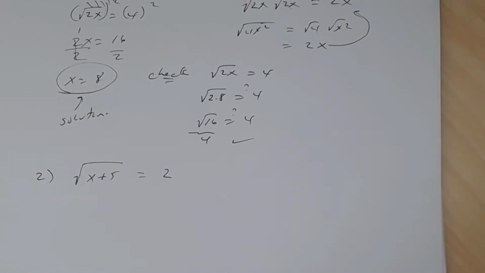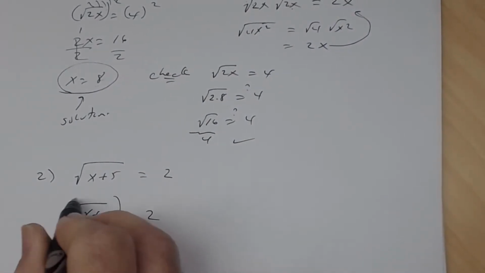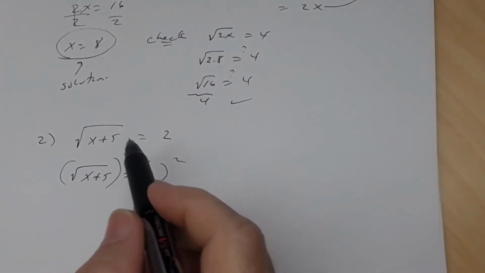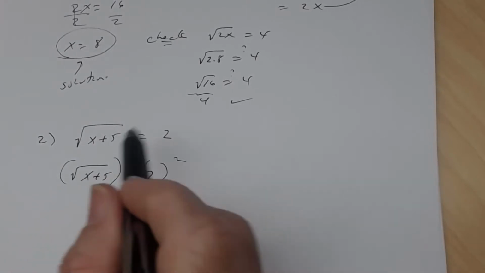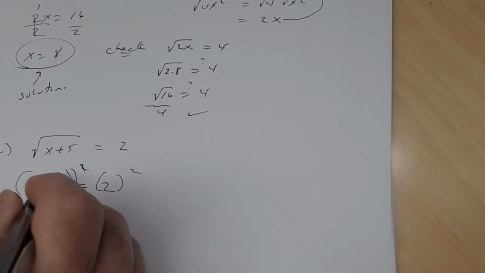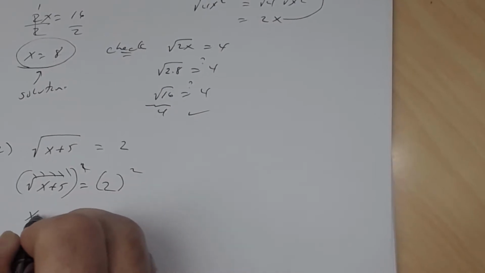Step 2 says that I'm going to raise both sides to a power equal to the index. So if my index is 2, then I'm going to square both sides. In other words, I'm going to get something that looks like this. You're going to square both sides. And remember, the square and the square root are inverse properties, so they undo each other. And so you get x plus 5.